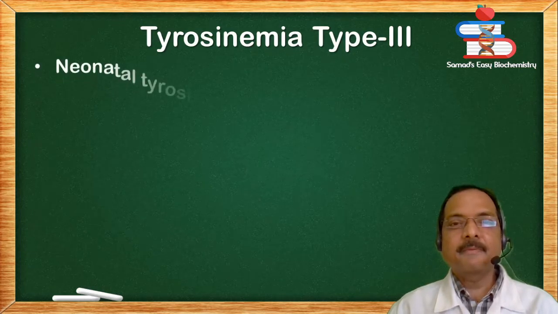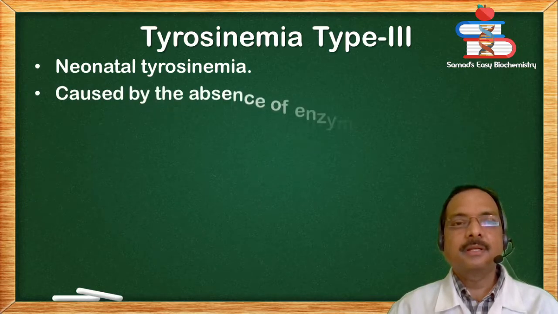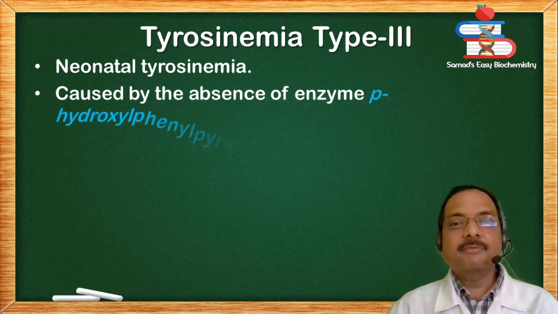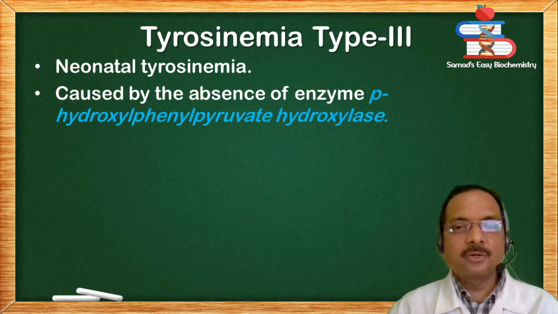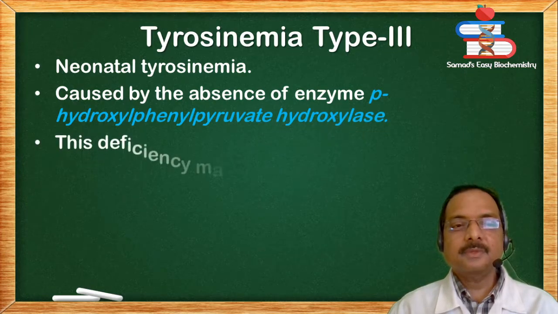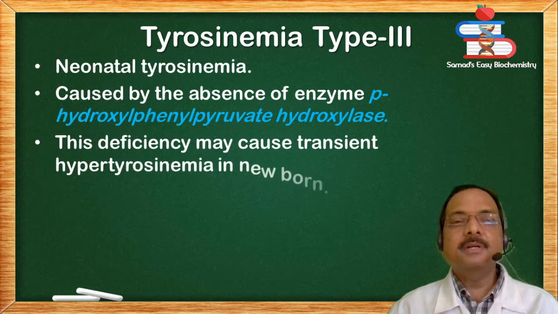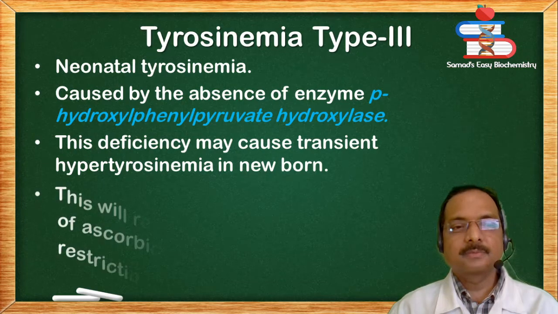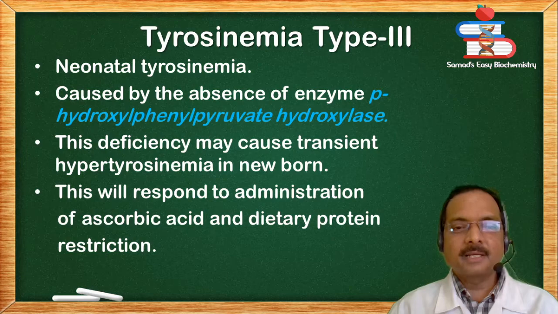Tyrosinemia type 3, it's also called neonatal tyrosinemia. It is caused by the absence of enzyme p-hydroxyphenyl pyruvate hydroxylase. This deficiency may cause transient hypertyrosinemia in newborn. This will respond to administration of ascorbic acid and dietary protein restriction.